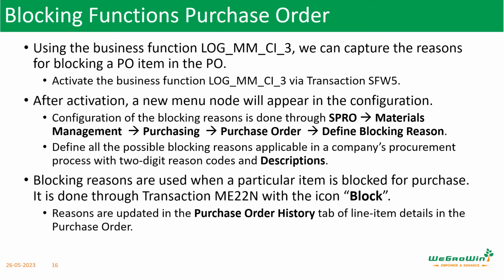We have to go and activate this function using the transaction SFW5. And when you do this, a new configuration path will appear as shown here. From there, you can go and define the blocking descriptions. When defined, these blocking descriptions will appear in the purchase order history tab of the line item details in the purchase order.